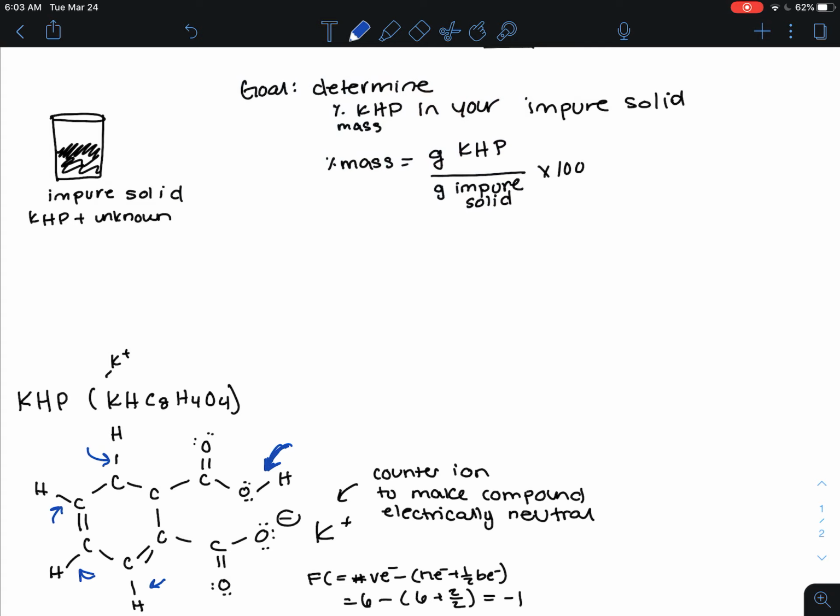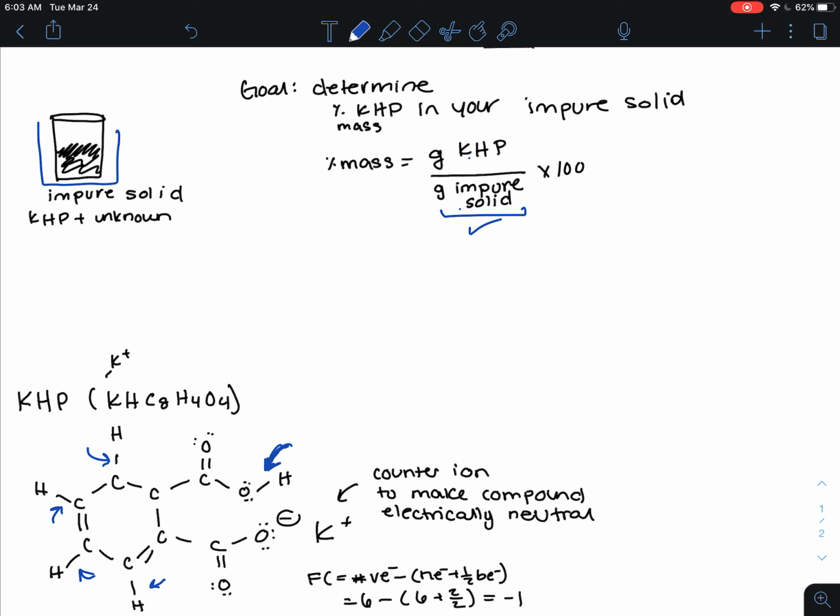Okay, so here's the goal of my entire lab. Awesome. Now, how do I get there? So, for this equation, I need two components. I need the mass of my KHP, and I need the mass of my impure solid. How can you find the mass of the impure solid? Can you do that? Yep. Well, if you're given your whole vial right here, can you measure the mass of it to find out the mass of your impure solid? Yep. So we have that already.